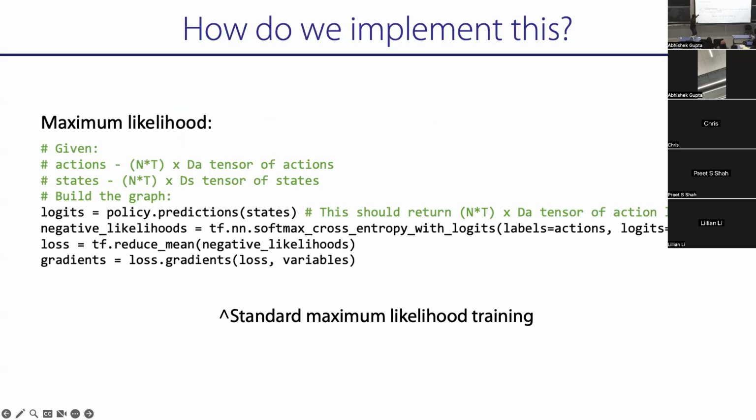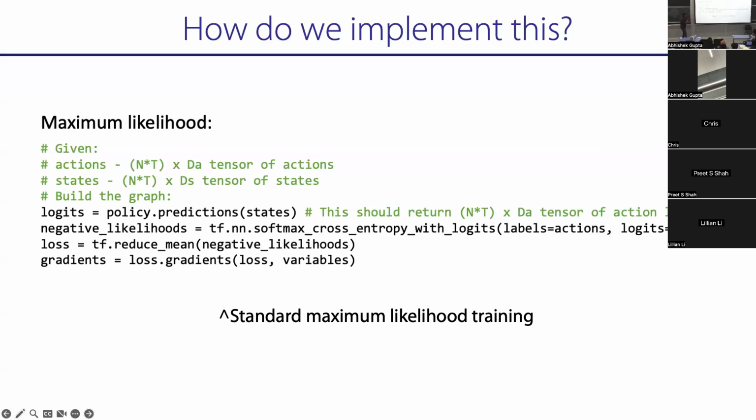Okay, but this is maximum likelihood. So what we're doing here is, let's say we're in a discrete space for now. In maximum likelihood, this is what we do in imitation learning, right? You say, given states, your policy predicts logits. If you have a state, let's say you have 10-dimensional discrete actions, you take in states and predict a 10-dimensional vector. That's going to be your logits for a categorical distribution.